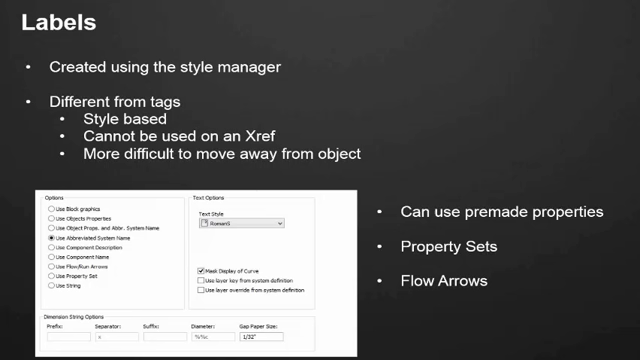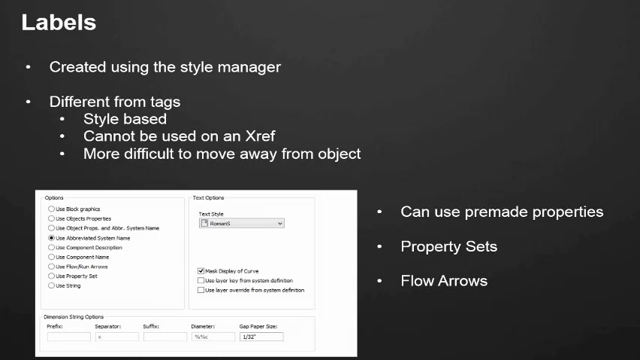Labels are a little bit different. That is because there's not a command that you use to create a label. Labels are created using the style manager. Tags are also styles because they are basically multi-view parts, but it's a multi-view part that is being used in a very specific manner, whereas a label is a style all in itself, and you create it using the style manager. So they're style-based, where you can tag a piece of pipe that is in an XREF. You cannot use a label on an XREF piece of pipe.